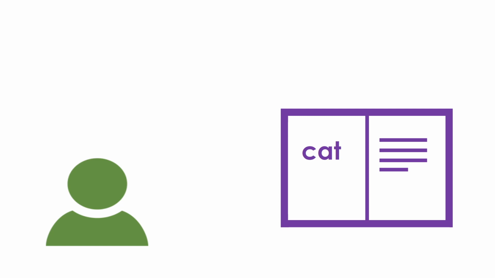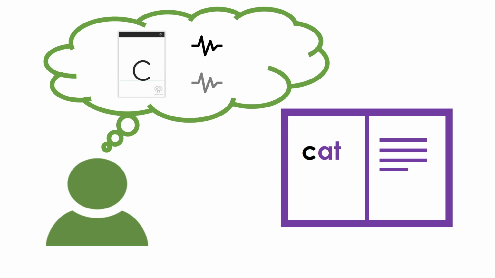Let's use the word cat as an example to show how this works. The students see the first phonogram. The students know it has two phonemes, k and s. The next phonogram has four phonemes, a, a, a, and a. The final phonogram has one sound, t.